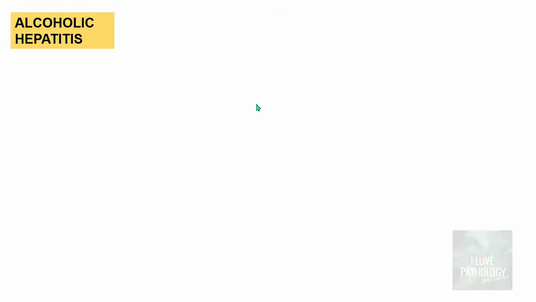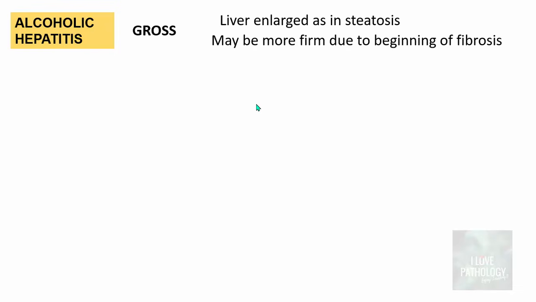Now moving on to the second stage of alcoholic liver disease, that's alcoholic hepatitis. So here we need to demonstrate the presence of inflammation, right? So what is the gross appearance? The liver is enlarged, just like what we saw in steatosis. The liver may be more firm because there will be the beginning of fibrosis within the hepatic parenchyma.